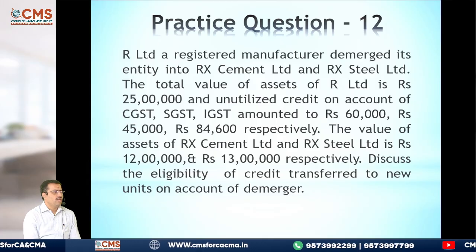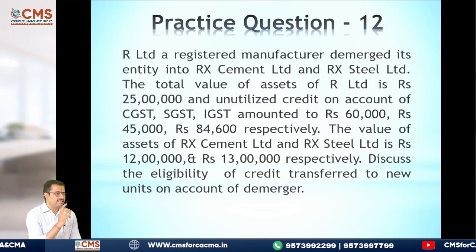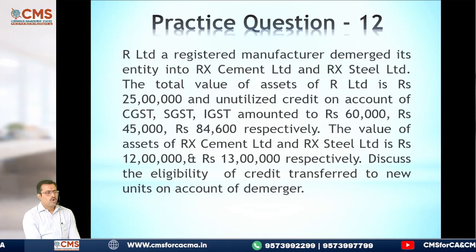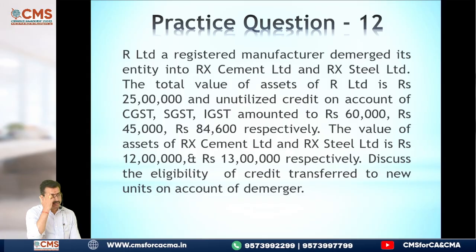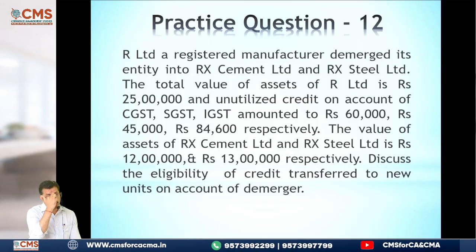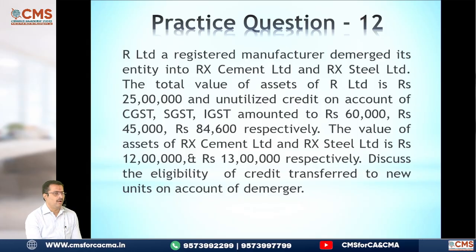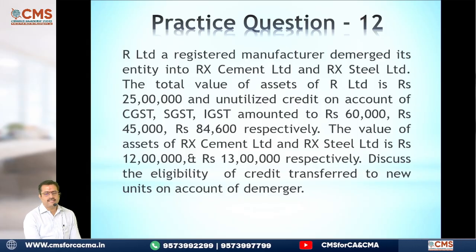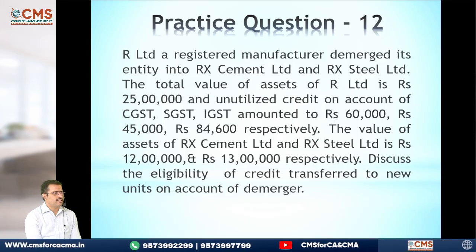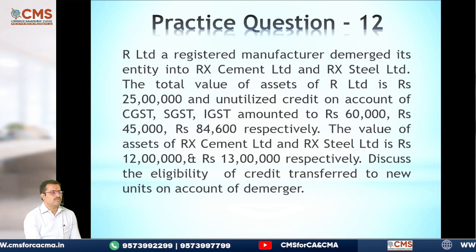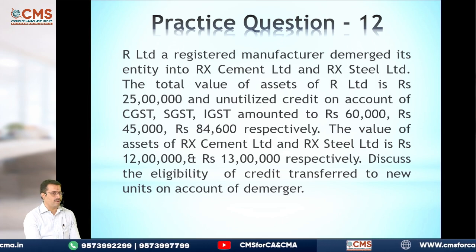Now below that, proportionate ITC. Underline that. Below that, write CGST. In bracket, how much is CGST available? 60,000. So write 60,000 into 12 by 25, 60,000 into 13 by 25.